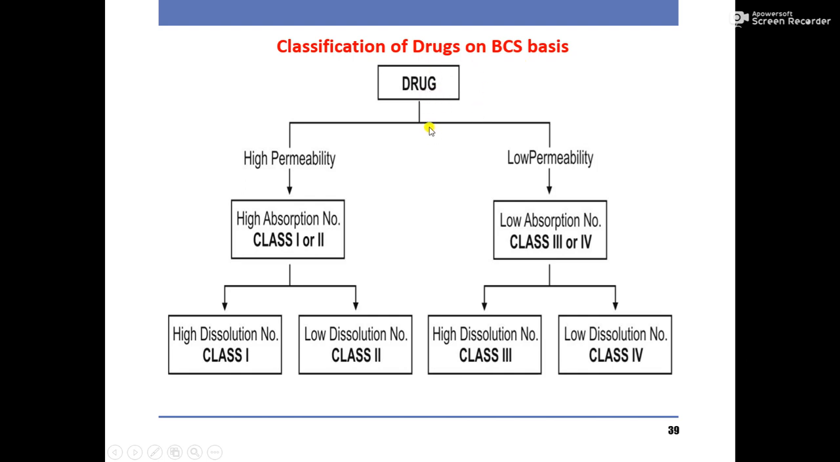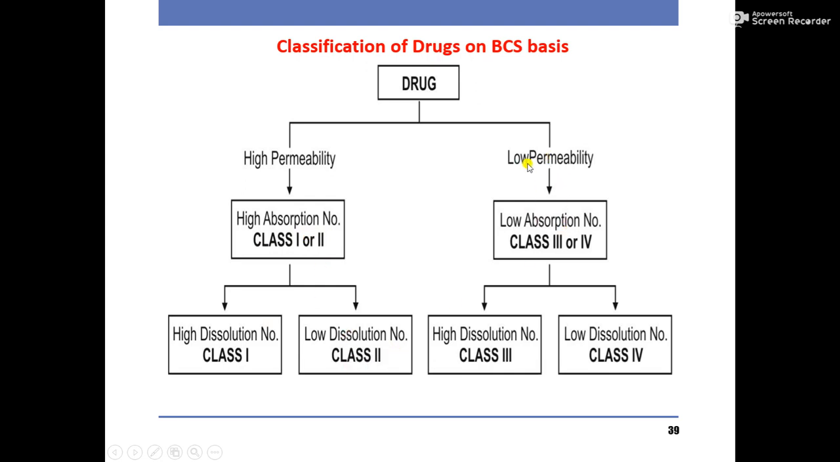A drug having high permeability and high absorption number comes under the category of class 1 or class 2. A drug having low permeability and low absorption number comes under the category of class 3 and class 4. Further, the high permeability and high absorption number drugs, class 1 and class 2, are divided into two. Class 1 has a high dissolution number, while class 2 has a low dissolution number.